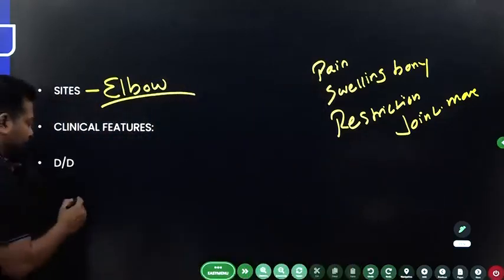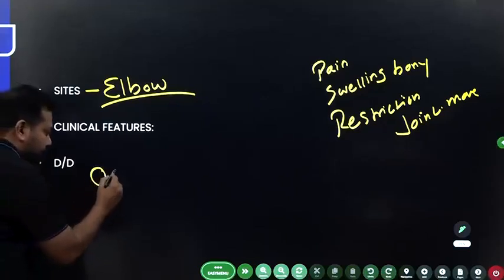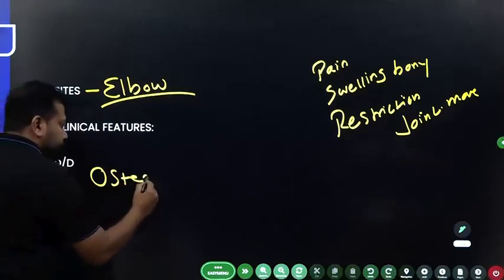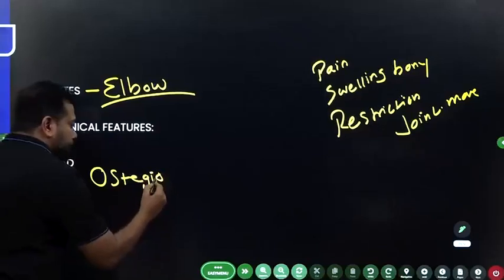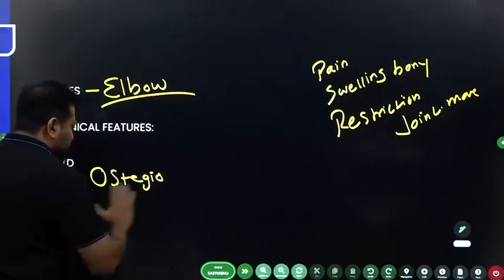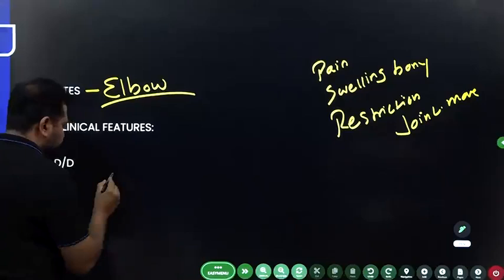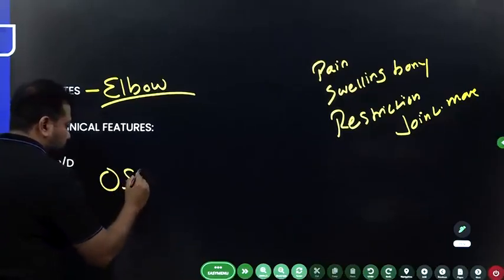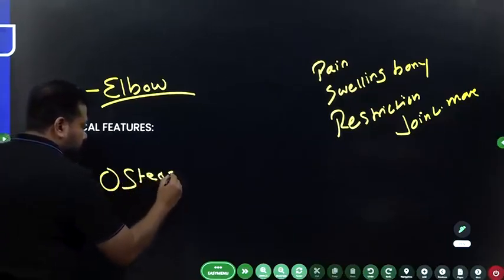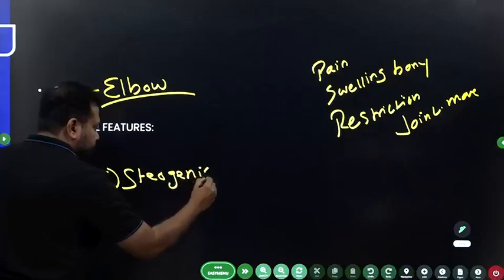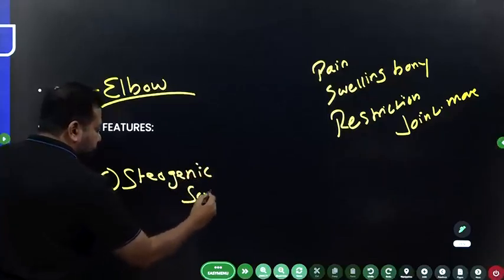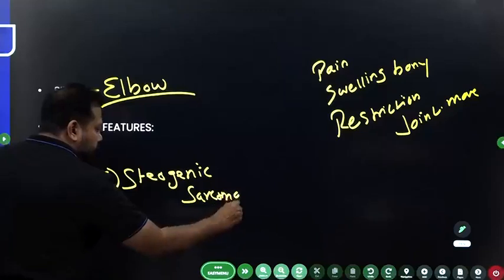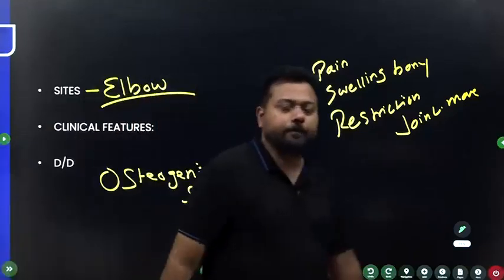The differential diagnosis for myositis ossificans is, it's a very notorious, dangerous condition, osteogenic sarcoma. So this is the main differential diagnosis of myositis ossificans.